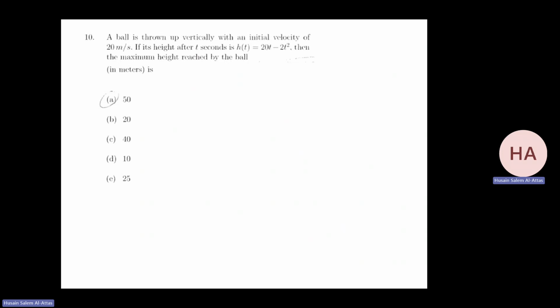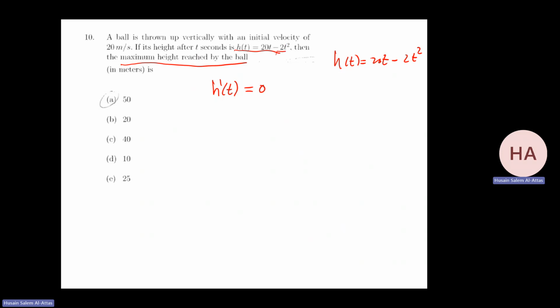Let me do this one. A ball is thrown up vertically with an initial velocity. If its height is this formula, h of t equals 20t minus 2t squared, then the maximum height reached by the ball is, you want the maximum height. The maximum height means h prime at t equals 0. That will be the maximum height, since it's just a parabola. The parabola opens downward, so this is the maximum height, where h prime will be equal to 0.